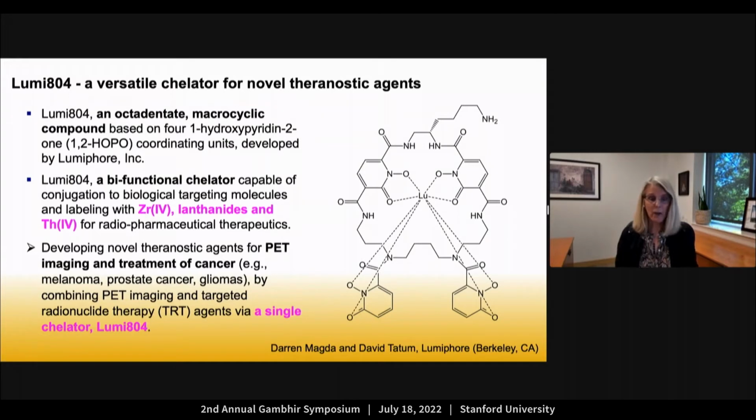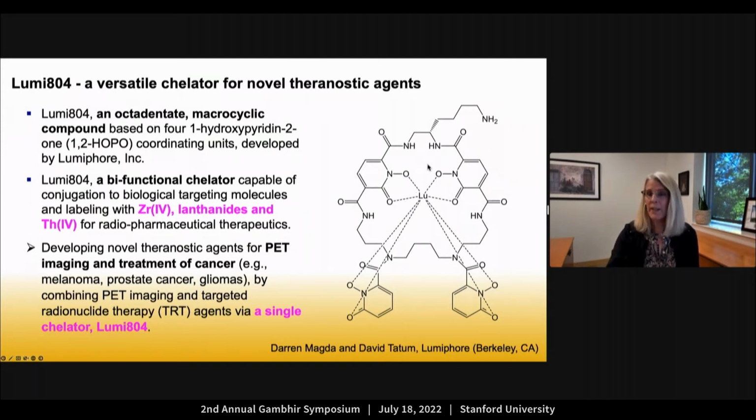The chelator that we've been looking at is called LUMI-804, and this is an octadentate macrocyclic compound. It's based on these 1,2-HOPO, 4-hydroxypyridinone coordinating units here. And this was developed by Darren Magda and David Tatum at Lumi4, a company that was started by Ken Raymond at UC Berkeley.